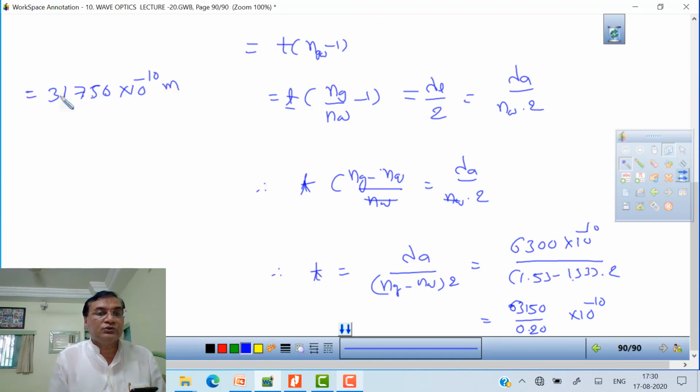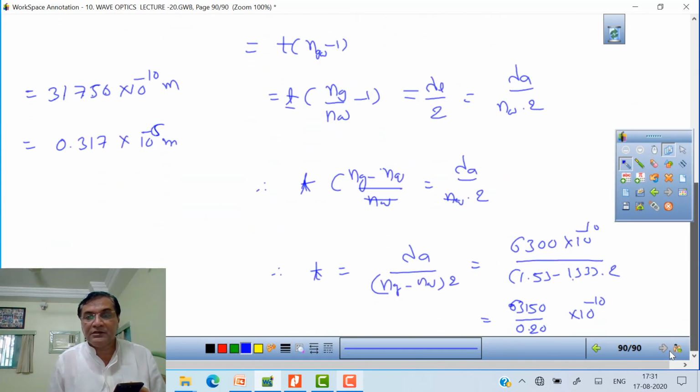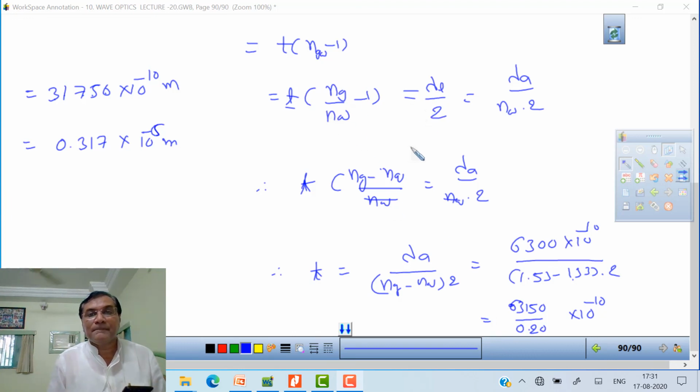So I count 1, 2, 3, 4, 5. So this is 0.317 into 10 raised to minus 5 meter. And if I convert this to 10 raised to minus 3, so the answer given is 1.57. Ng minus Nw. It seems like some mistake has been made.